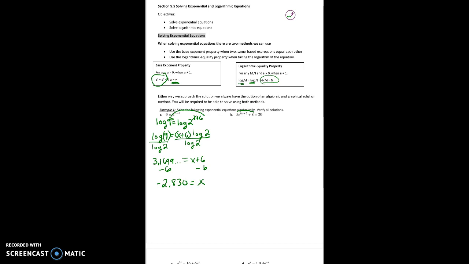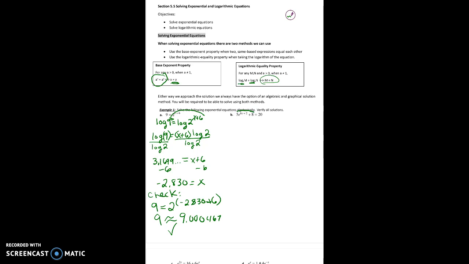equals x. So the next thing we need to do is check our answer. And so when I go to check my answer, I'm just going to plug negative 2.830 in for x. So I have 9 equals 2 raised to the negative 2.830 plus 6. That's a plus sign. There we go. And when I plug this right-hand side into my calculator, I get 9 is approximately equal to 9.000467. So that's really close. Remember, we've rounded, so when we round, we're just looking for them to be approximately equal. So this works out. So we solved that correctly.